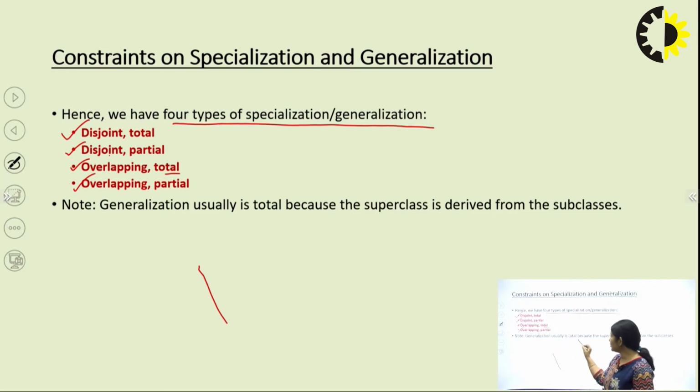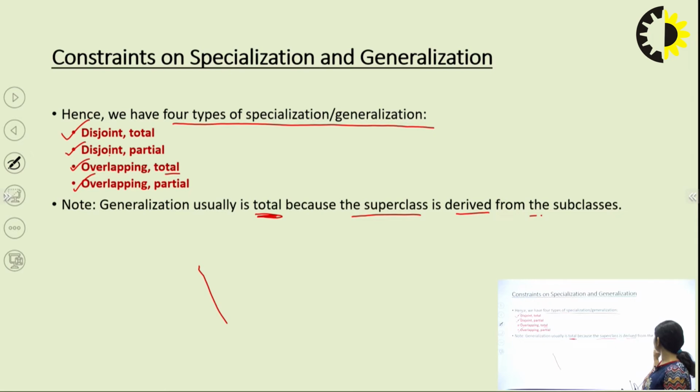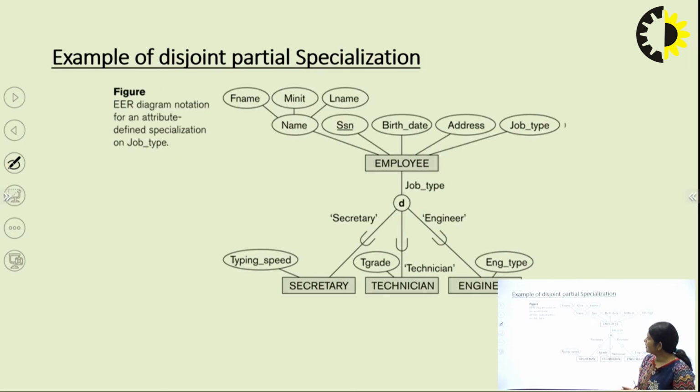So generalization usually basically is total, because the superclass is derived from the subclasses. But specialization may not always be total. So here we have seen the D represents the disjoint, and it is partial too because a single line is there. So some of the employee members may not be belonging to this. It may be like some members are managers also in an organization.